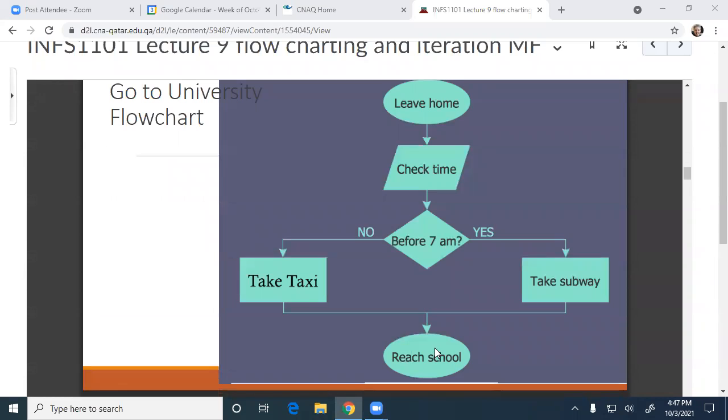So here is a flow chart. This represents an algorithm. This is a nice algorithm because it has a decision in it. Decision, do you see the diamond?